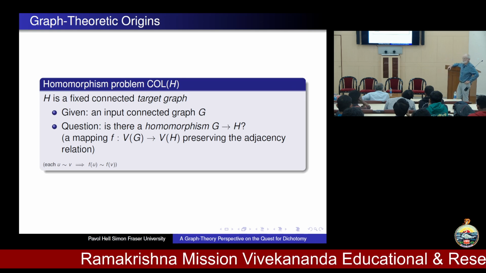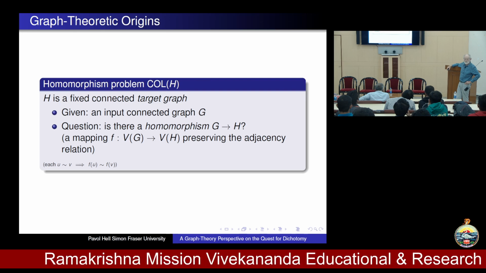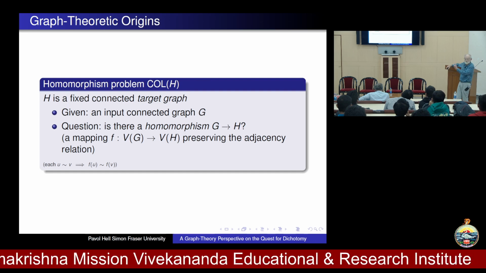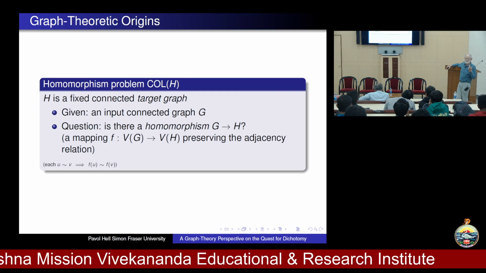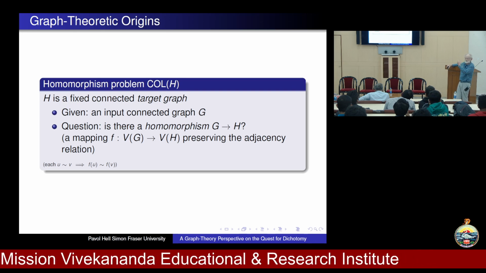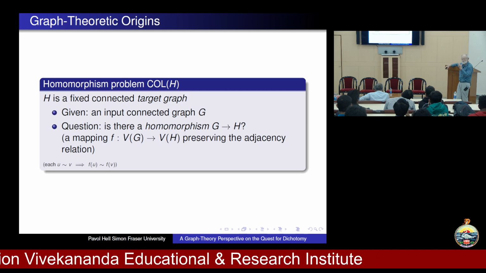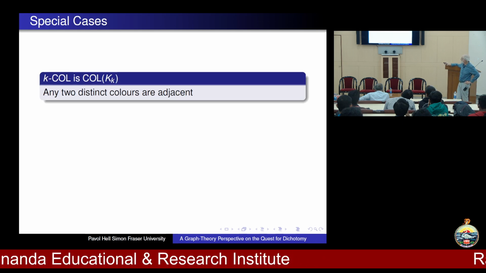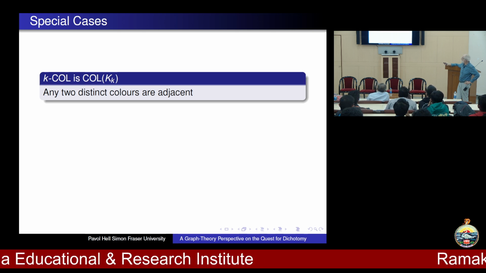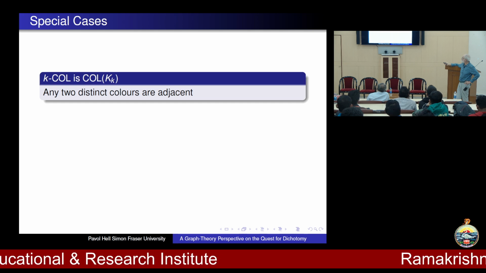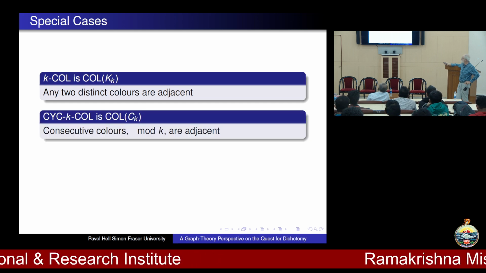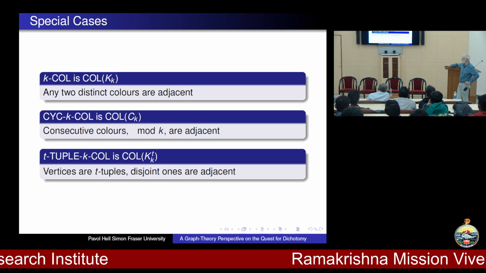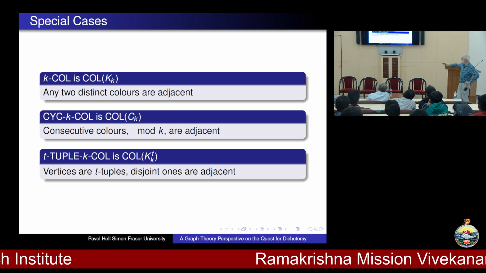So a homomorphism is a mapping which preserves adjacency. So just as I said, for the cyclic coloring, you want to assign to adjacent vertices consecutive colors. Now I'm going to say you want to assign to adjacent vertices adjacent images. Okay. Adjacent vertices obtain adjacent images. And so the previous examples then say K-coloring is the homomorphism problem for K_K. The cyclic coloring is the homomorphism problem for a cycle. The T-tuple K-coloring is the homomorphism problem for this special graph where vertices are tuples and only disjoint ones are adjacent.